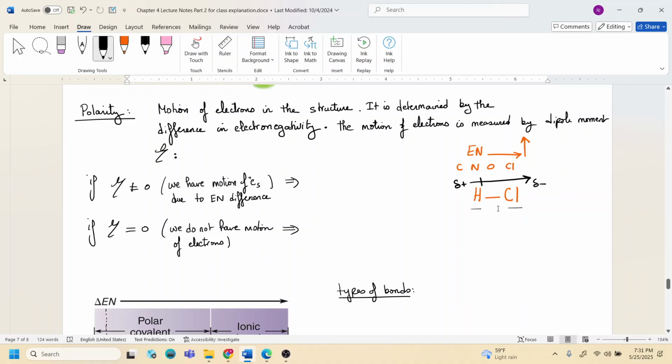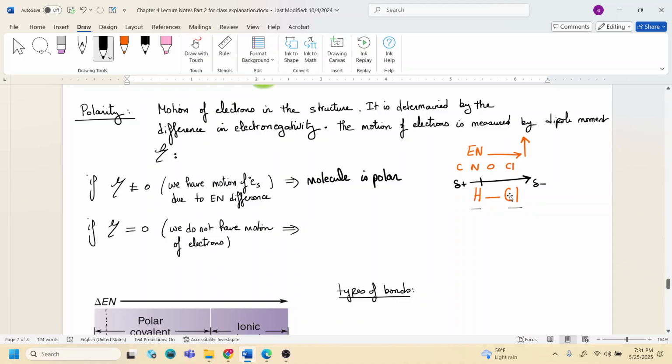The direction of the motion of the electrons is explained by the dipole moment, which we call mu, like that. The dipole moment is the sum of all of these vectors. HCl has only one vector in there. So if there's a motion of electrons, then we say that the dipole moment is different than zero. And if the dipole moment is different than zero, then we would say that the molecule is polar. So here we say that the molecule is polar.